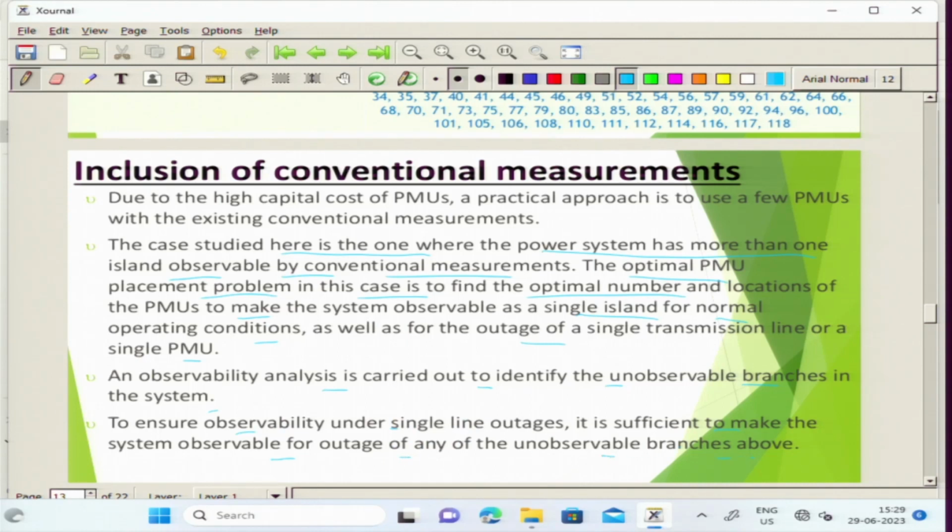So that means if conventional measurements are being considered, and if there is any reason that the system gets islanded, even in such scenarios, the islanded system should continue to provide bare minimum observability of the system independently.